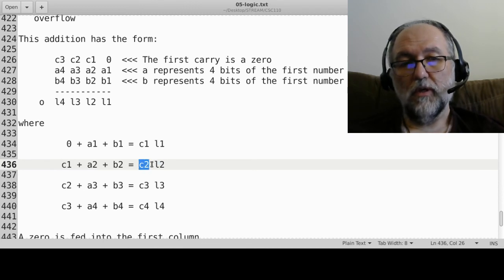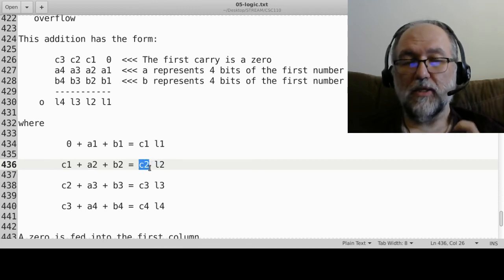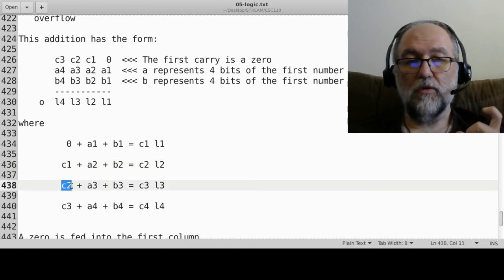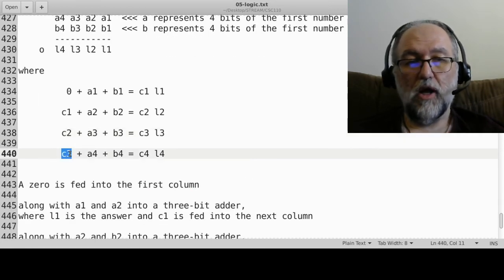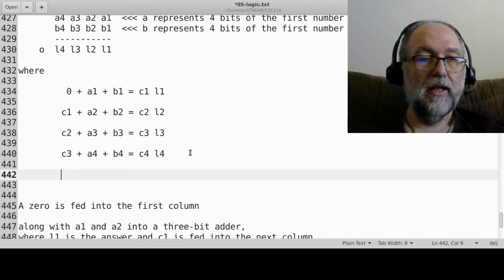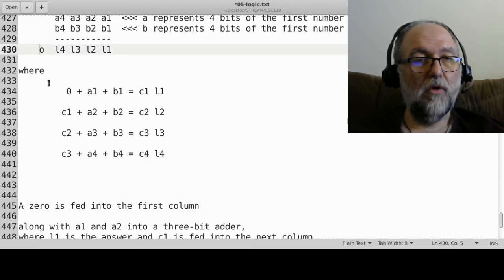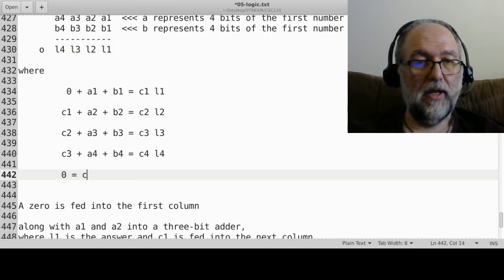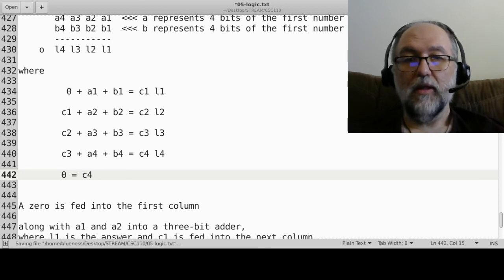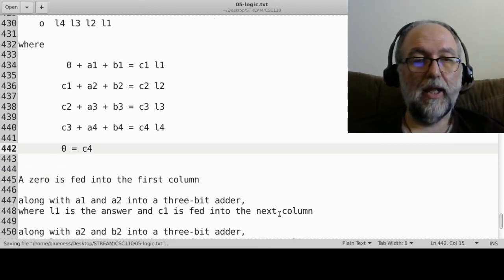L2 and carry C2. Okay, now you take that C2 from the second column and you bring it into the third column, and you do C2 plus A3 plus B3. That's going to equal L3 plus C3, like that. Take that C3 into the fourth column. C3 plus A4 plus B4 is going to equal L4 plus C4. And then finally, this bit right here is the overflow, okay, in that addition there. And the overflow is simply your last carry, in our case C4. Okay, and there you go.